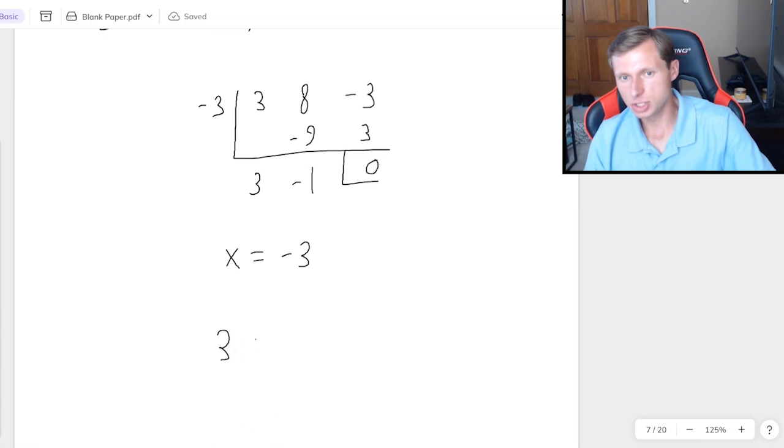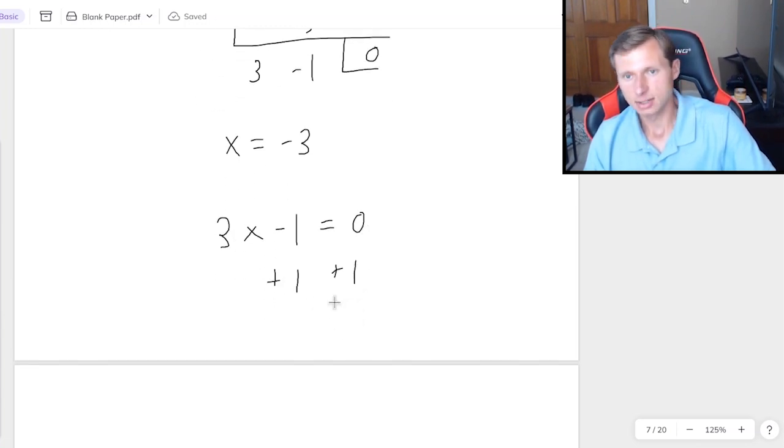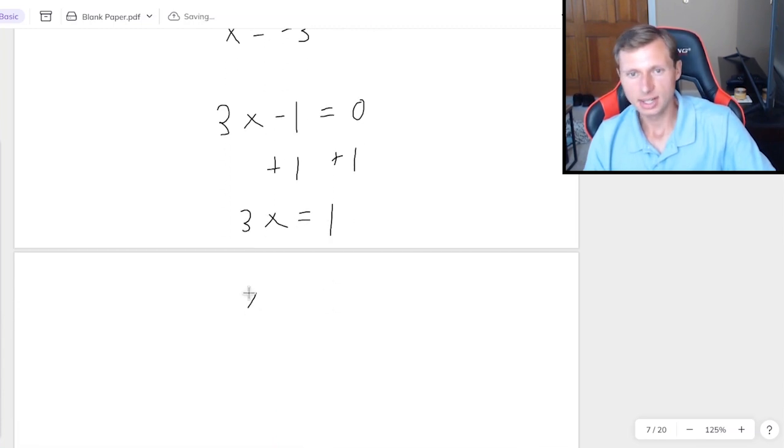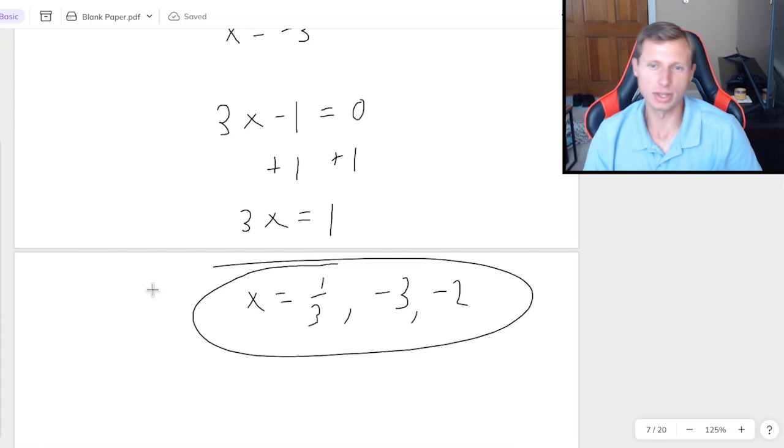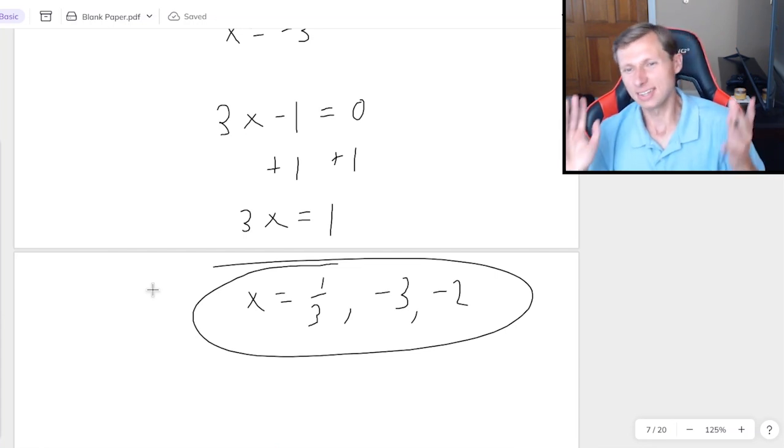And then the last one is just 3x minus 1. At this point, it's so easy, I can just solve it from here. 3x equals positive 1. And x equals 1/3. So then all of my solutions are negative 3, negative 2, and positive 1/3. And there we go. That's it.